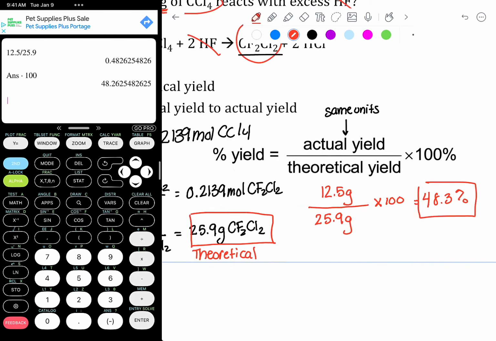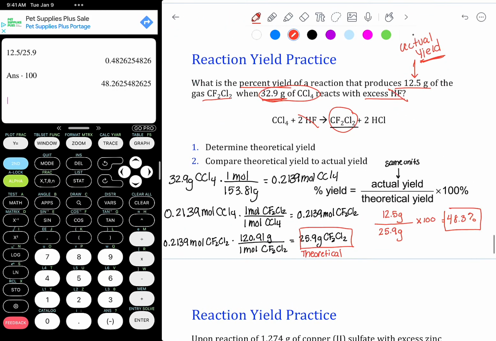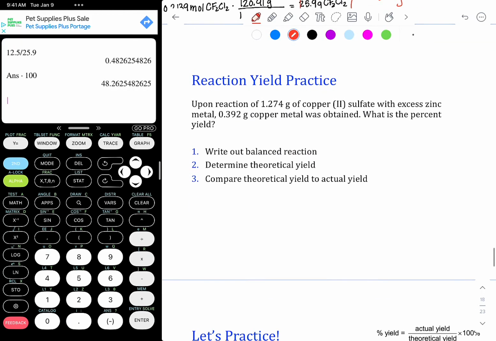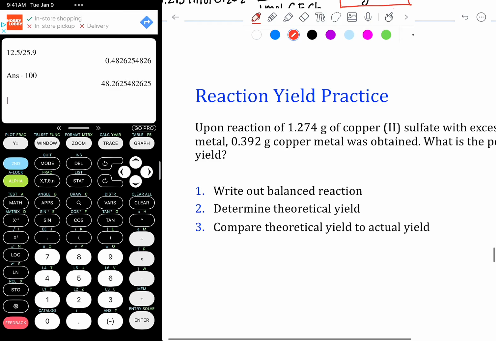Okay, let's do another one. So a similar problem where I give you grams of a reactant and a product. We want to find the percent yield. The only thing is we don't have a balanced reaction yet. So the first thing that we're going to want to do is write out our balanced reaction. And we can't do that quite yet because this problem is missing one thing.